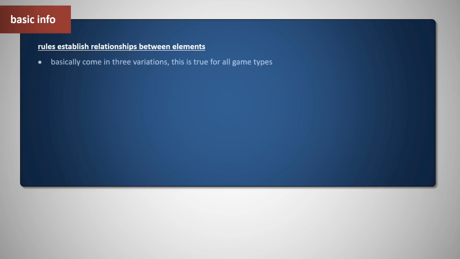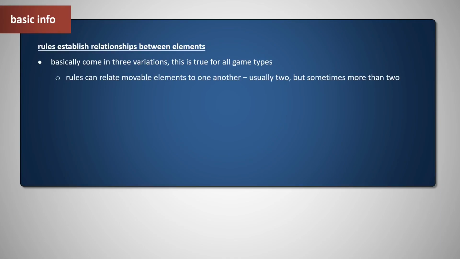Okay, so in terms of basic information, the rules establish the relationships between the elements. And they basically come in three variations. And this is true for all game types. So rules can relate movable elements to one another. It's usually two elements to one another, but sometimes more than two. So you'll have movable elements just mentioned in the rules and how they can and cannot interact.